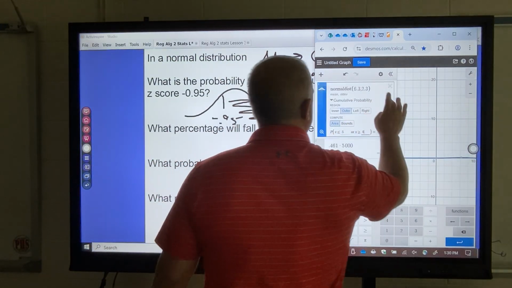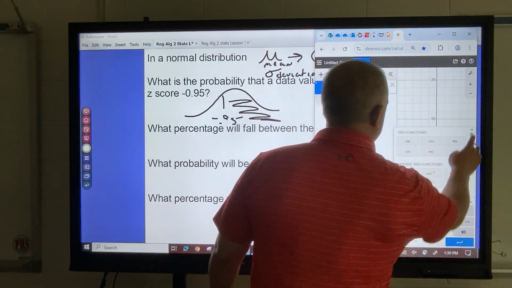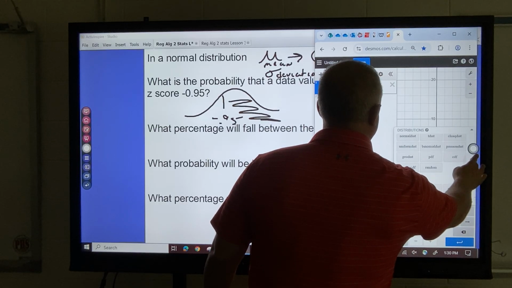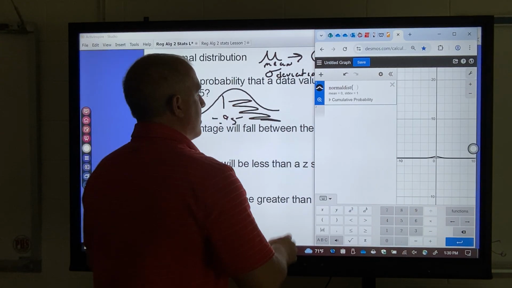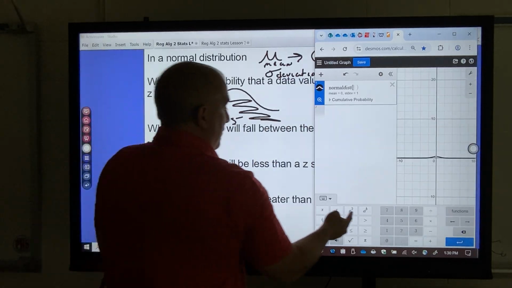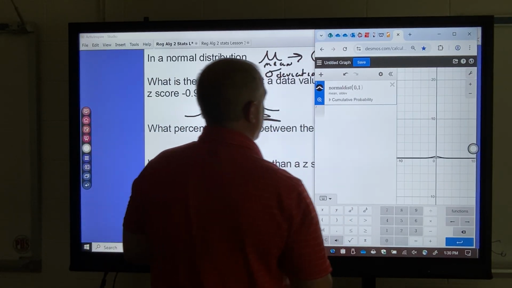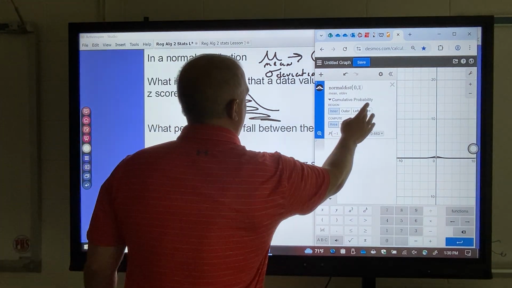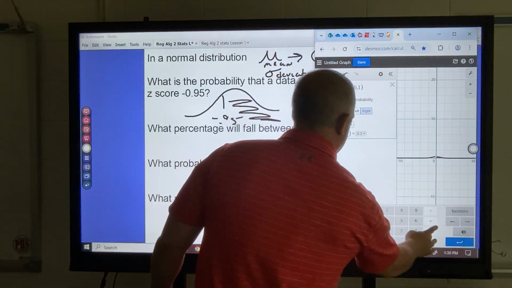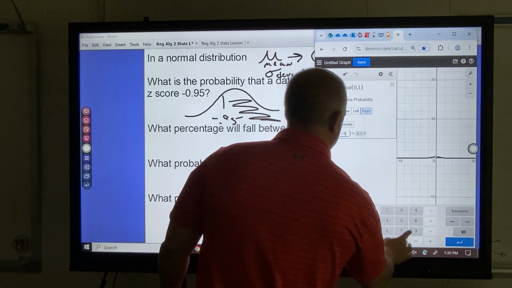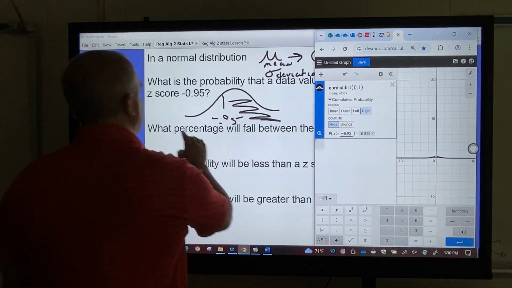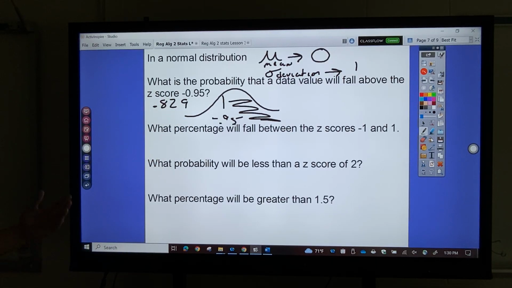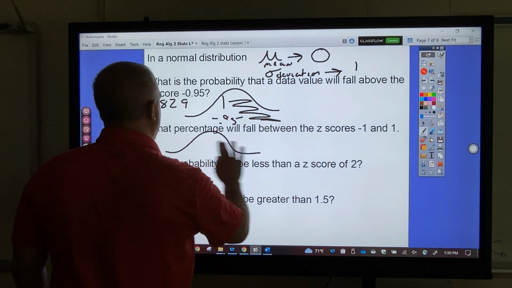So what I would do is I go to functions, scroll down to normal distribution. Now they almost like prompt you. Well, if you're not given one, just use 0, 1. Okay, cumulative. We want to the right of negative 0.95. That's 0.829.